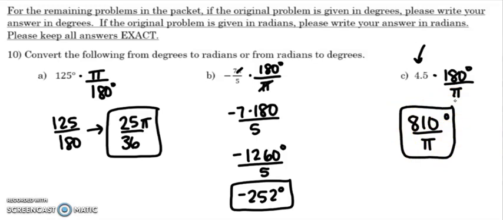So don't just assume that because there's a pi in your answer, you were in radians, or because there's not a pi in your answer that you were in degrees. The indicator for degrees is literally the degree bubble. Okay, so this one had a degree bubble. That's how I knew I was starting in degrees. These ones didn't have degree bubbles. That's how I knew I was starting in radians.